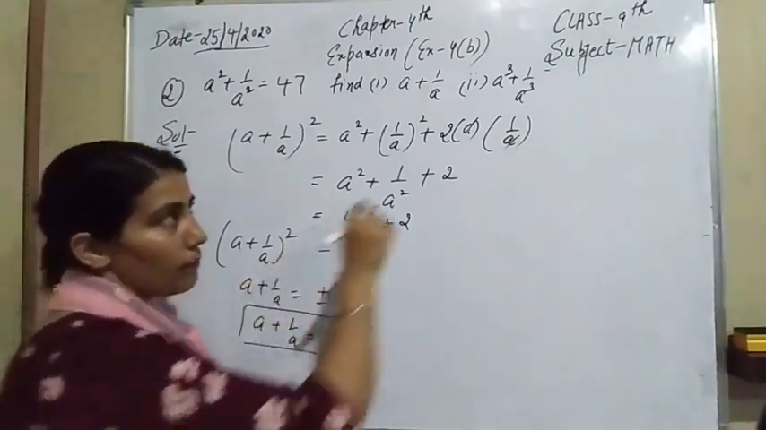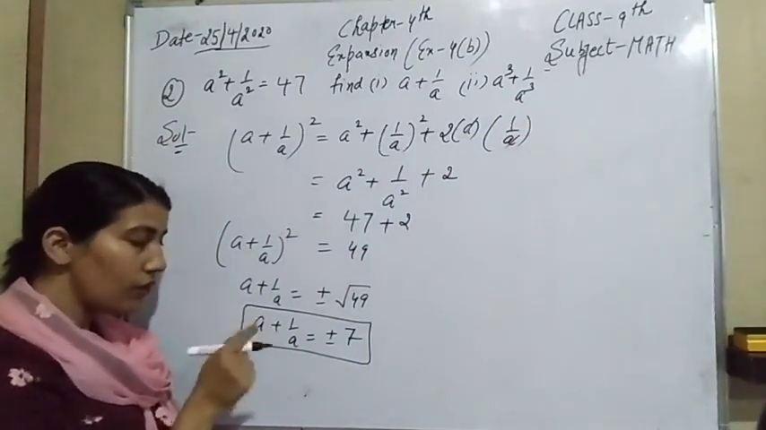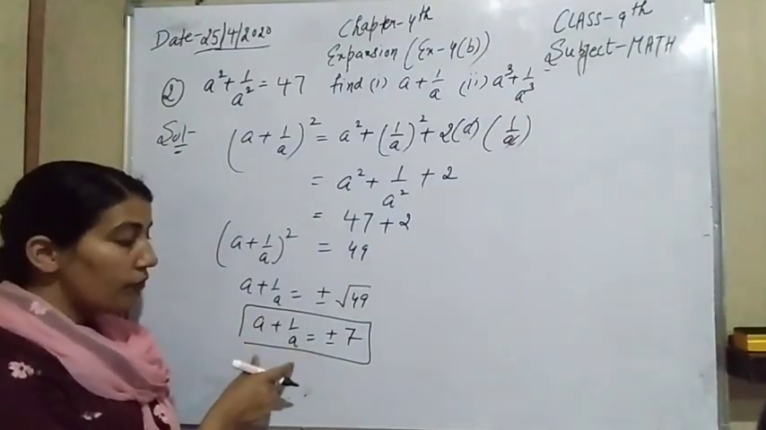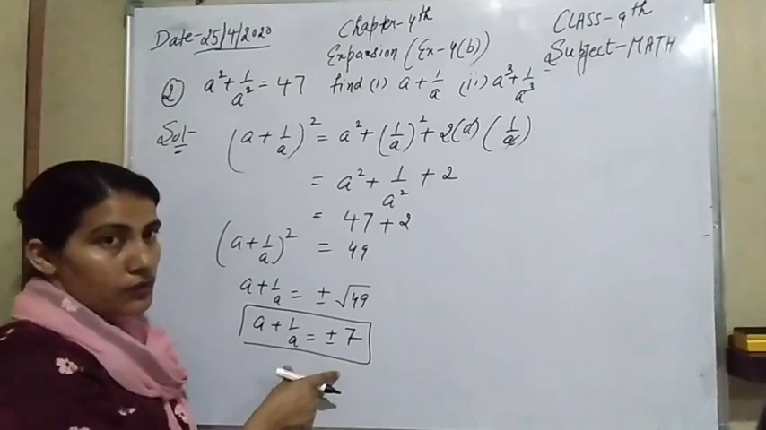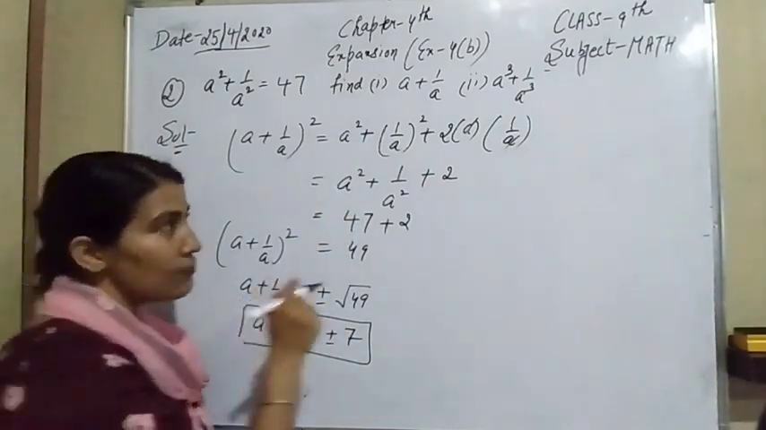Now come to the second part. We have to find a cube plus 1 over a cube. We know the value of a plus 1 over a. If we do the cubing on both sides, we can easily get the value of a cube plus 1 over a cube. So let's start from here.